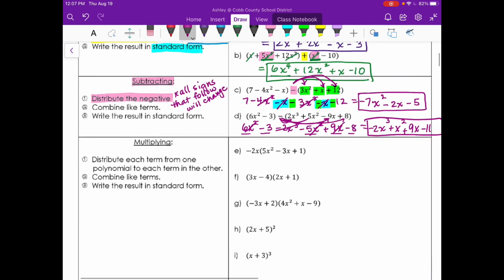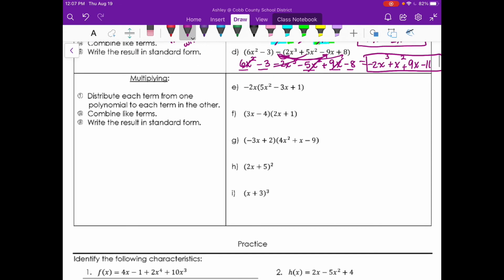On to multiplying. We've been working with multiplying a bit already because we've been factoring, and factoring is the opposite of distributing. So now we're going to be distributing, which is the opposite of factoring. So you can see the first thing we're going to do is distribute each term from one polynomial to each term in the other. And then we'll combine like terms and write the result in standard form as we did above.